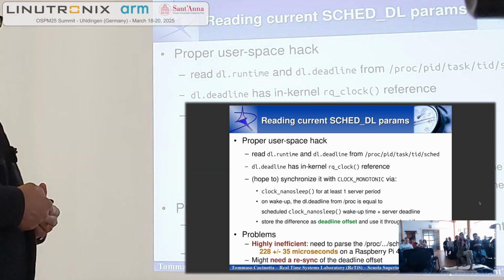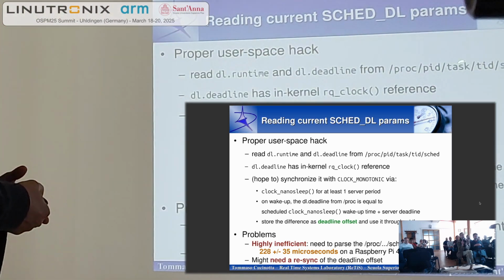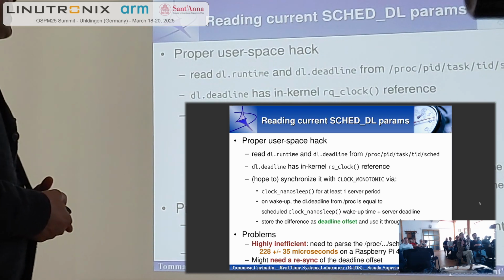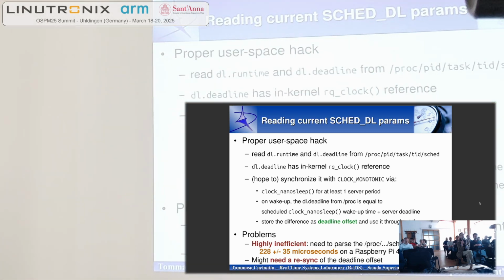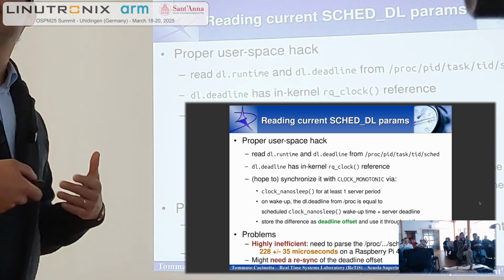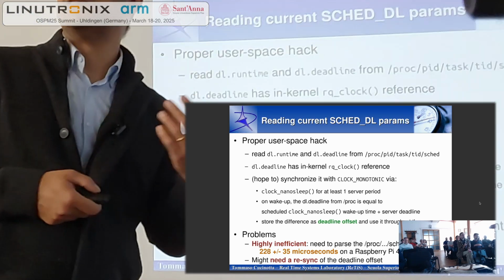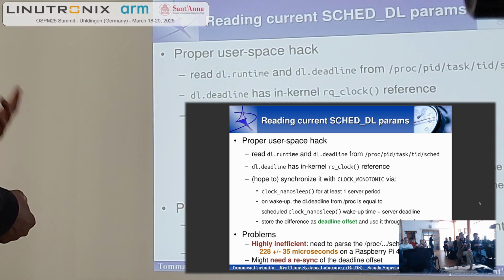We can do this differently by reading the debugging interface. If we read /proc/PID/task/TID/sched, we find this information stored in the dl.runtime and dl.deadline lines in sched. However, this has two problems. First, it's highly inefficient. As you can see here on a Raspberry Pi, this was taking 230 microseconds plus, up to 250 and even more microseconds, because I need to parse numbers and do a lot of wasteful operations.